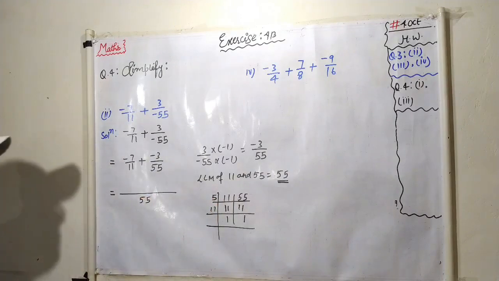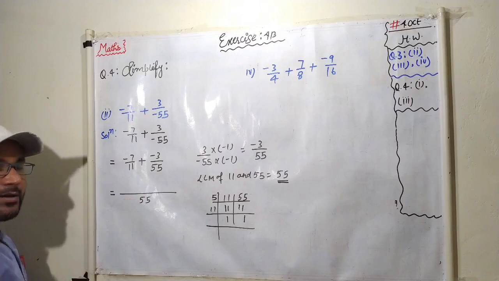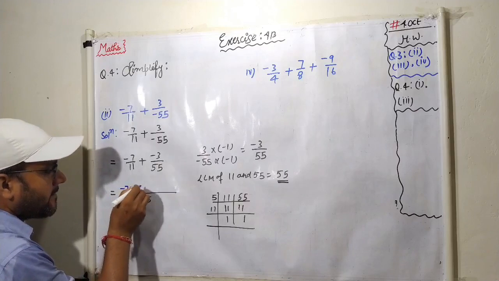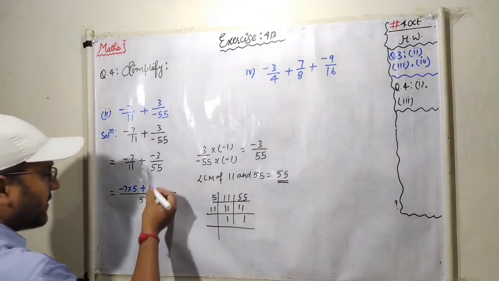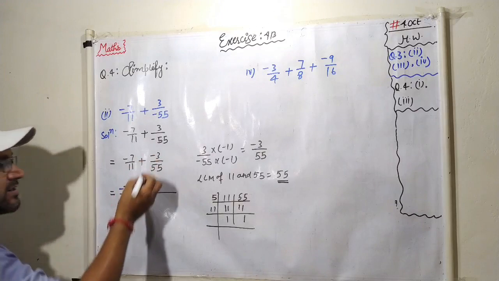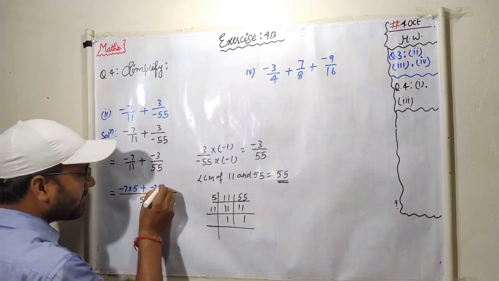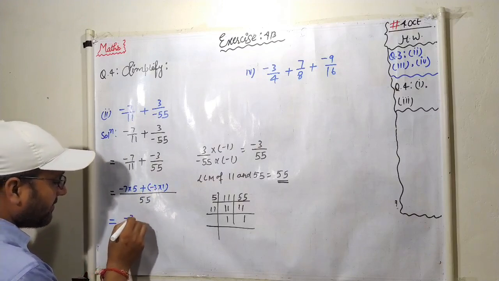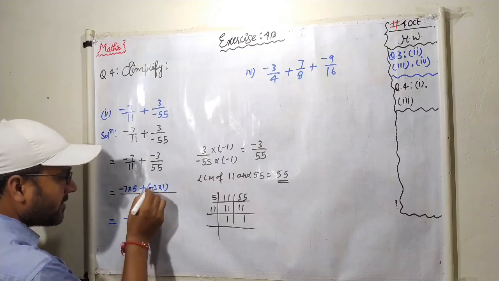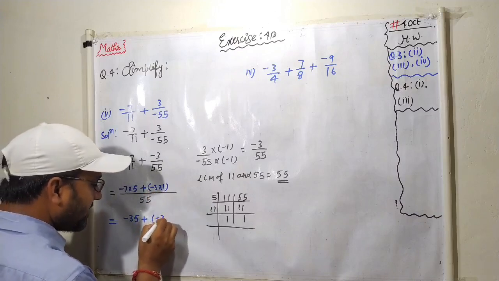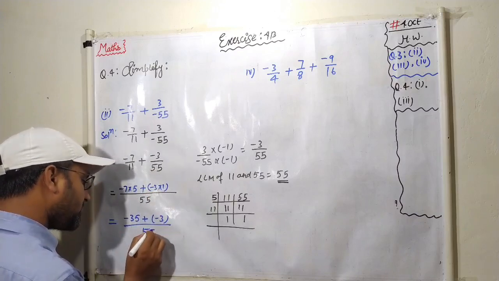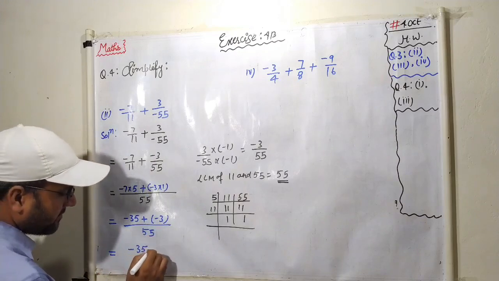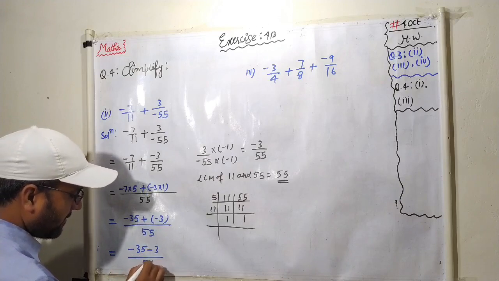It means that by 11 you will divide this 55. You will get 5. 5 is multiplied into minus 7, plus, okay, by 55 if you divide this 55, 1 is multiplied into minus 3. Okay, so minus 7 is multiplied into 5, minus 35 plus minus 3 is multiplied into 1, minus 3 upon 55, students. In next step, minus 35 plus minus 3 upon 55.